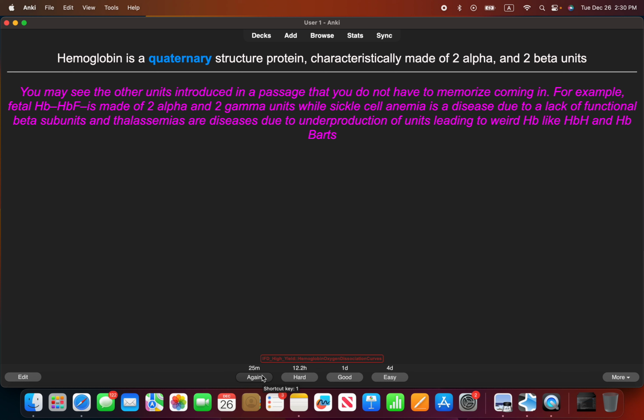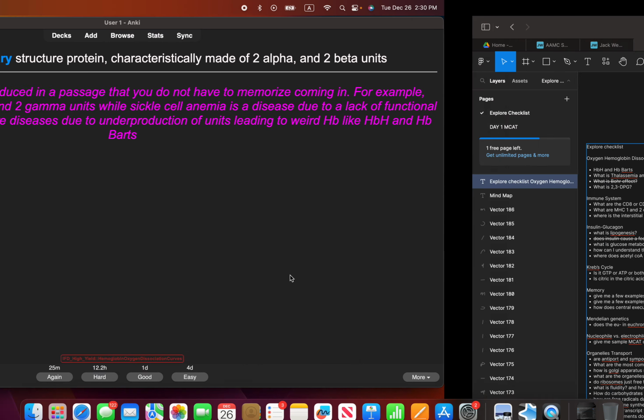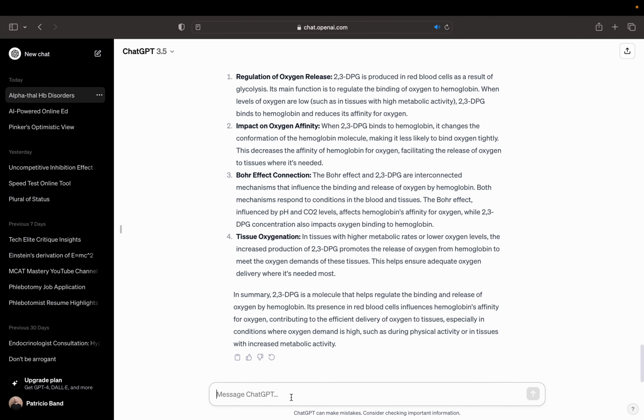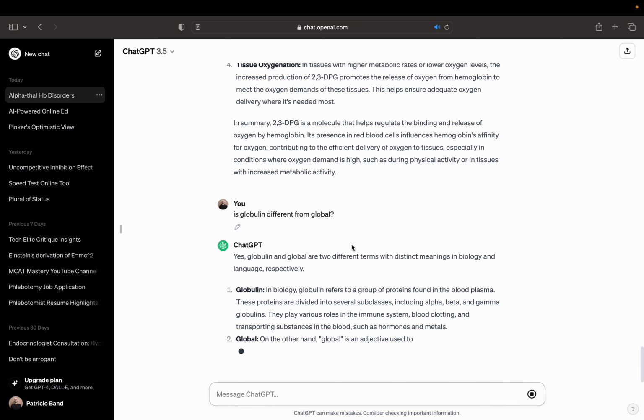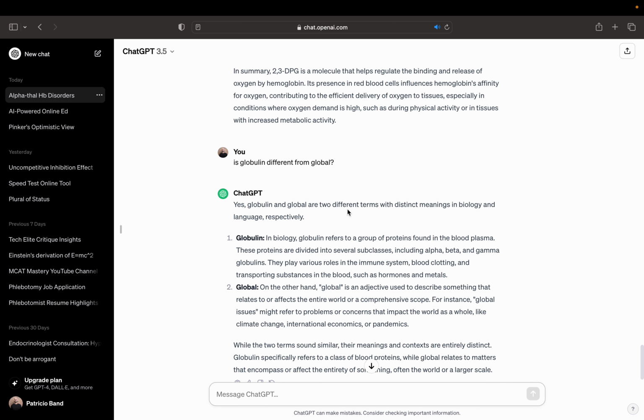So this is a very good slide. So we need to know that hemoglobins are a perfect example for quaternary structures. The subunits are globins, right? Globins, not globules. Wait a second. So now we need to ask, is globulin different from globin? Yes, globulin and globin, I meant.